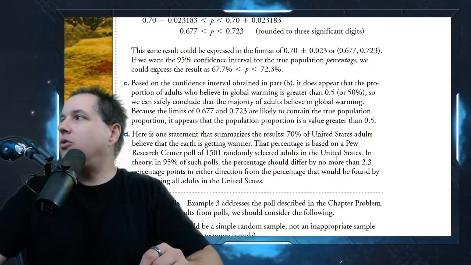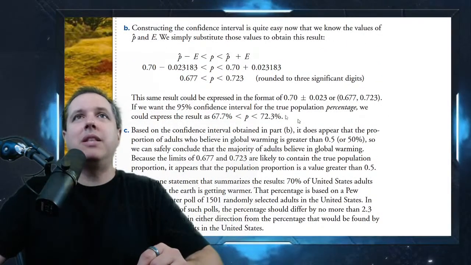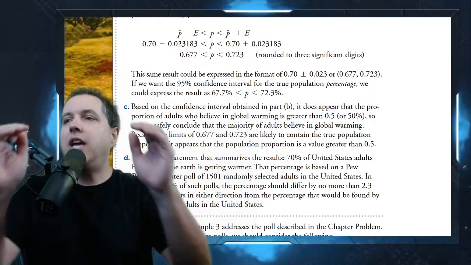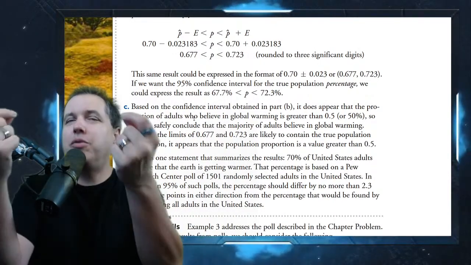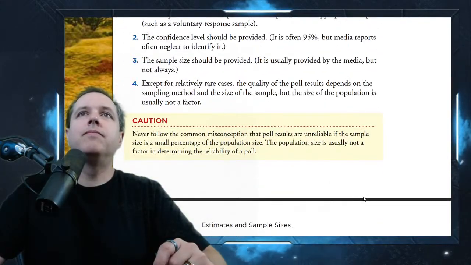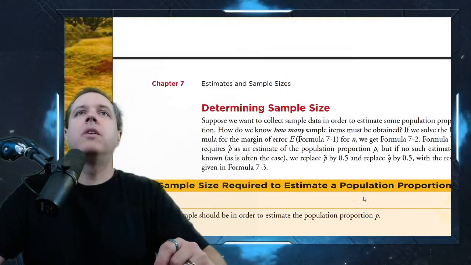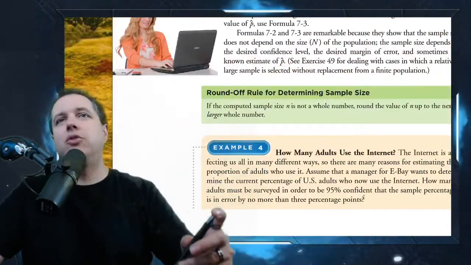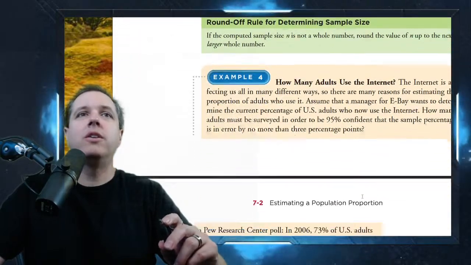So try to make some kind of a statement like how they do it here, where you take your confidence interval and you interpret that into something meaningful, okay? Right. And then there's sample size, which we won't have to mess with too much. You'll do a little bit of that in your homework.